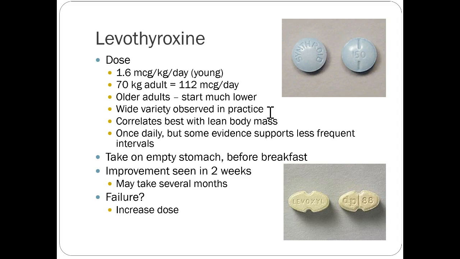Usually improvement's pretty quick. You might see some impact pretty much immediately. I mean, you're giving your body the hormone it's been missing, so you should see some improvement quite quickly. But usually full improvement and full impact is probably going to take a couple weeks. It may take a few months to get the dose right and to see the ultimate impact. If you fail initial therapy, you just increase the dose. That's pretty simple. And you want to watch for overdoing it, so we keep monitoring labs, making sure we aren't going to go into hyperthyroidism.